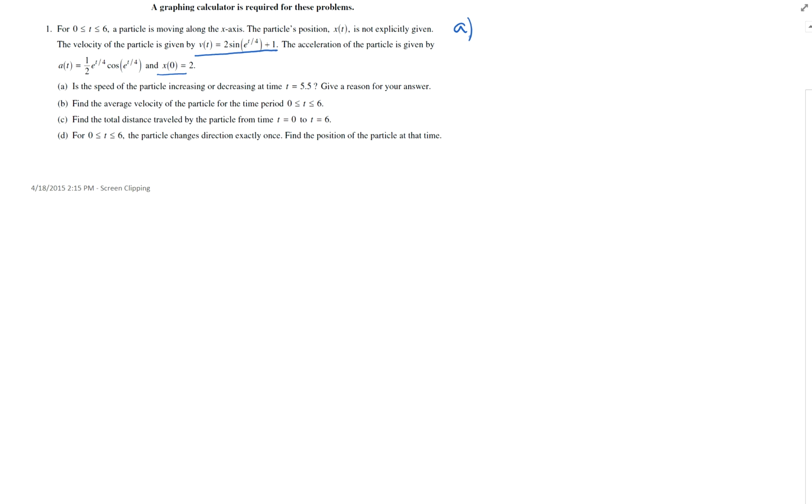A. Is the speed increasing or decreasing at t equals 5.5? Well, what is the speed? The velocity of 5.5 is negative 0.45337.